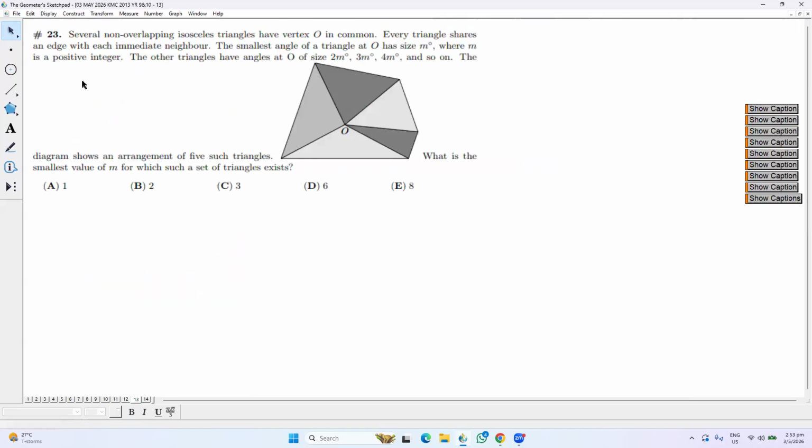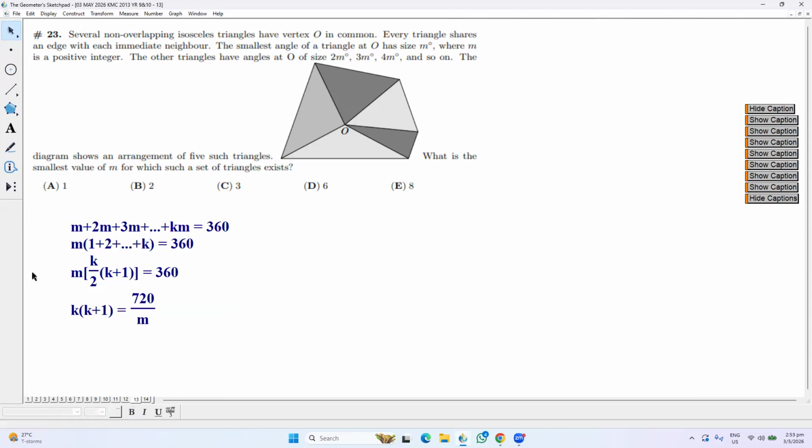Okay. Several non-overlapping isosceles triangles have vertex O in common. Every triangle shares an edge with its immediate neighbor. The smallest angle at O is M. And then the other triangles will have size 2M, 3M, 4M, 5M, and so on.